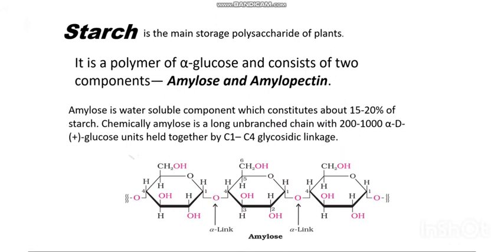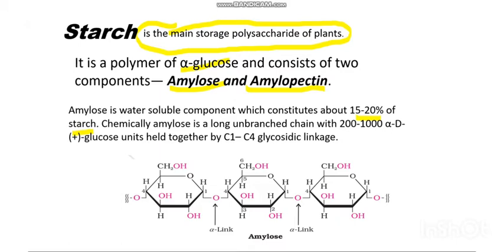Starch is the main storage polysaccharide in plants, and it is a polymer of alpha glucose consisting of two components: amylose, which is the water soluble component and constitutes about 15 to 20% of starch, and the other component is amylopectin, which is water insoluble and constitutes the major portion of starch.